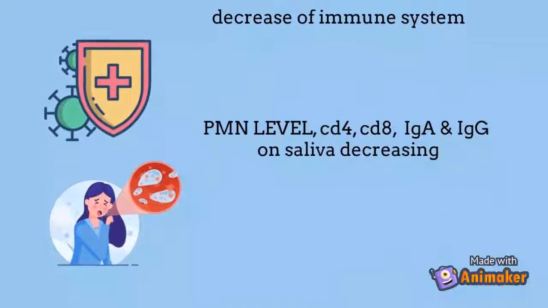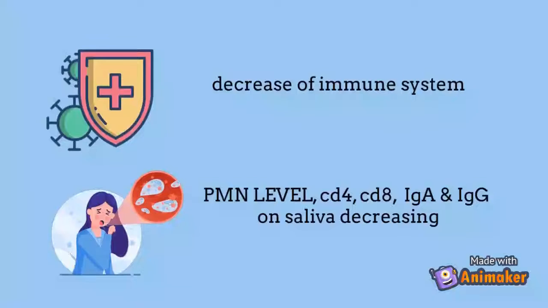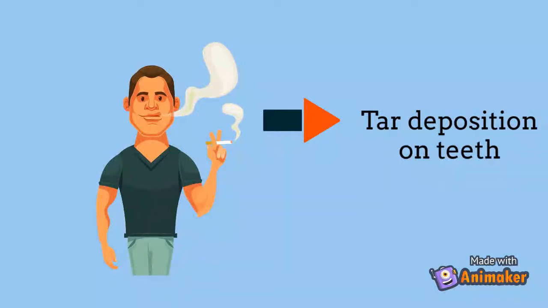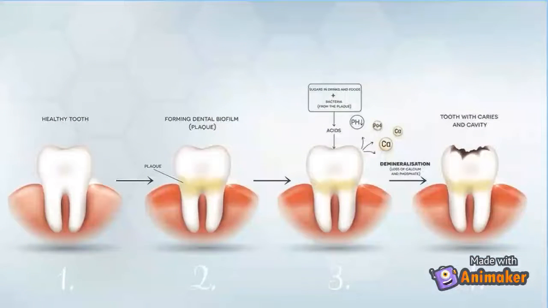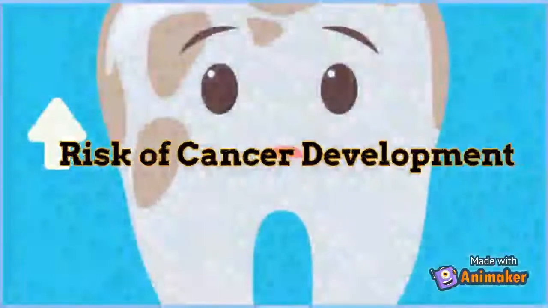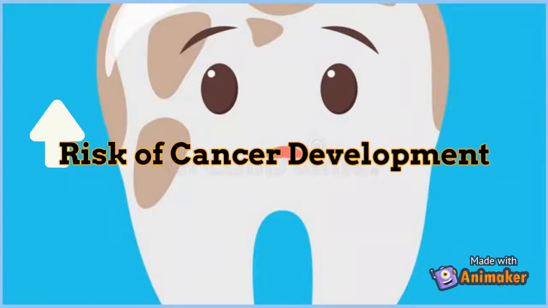Nicotine in the oral cavity causes a decrease in the immune system. Because of that, PMN level, CD4, CD8, and IgA and IgG in saliva also decrease. Tobacco smoke contains more than 60 carcinogens, including polycyclic aromatic hydrocarbons and nitrosamines. Tobacco-specific nitrosamines such as 4-(methylnitrosamino)-1-(3-pyridyl)-1-butanone, NNK, and N-nitrosonornicotine, NNN, are carcinogens in tobacco that have been shown to increase the risk of cancer development by forming DNA adducts.